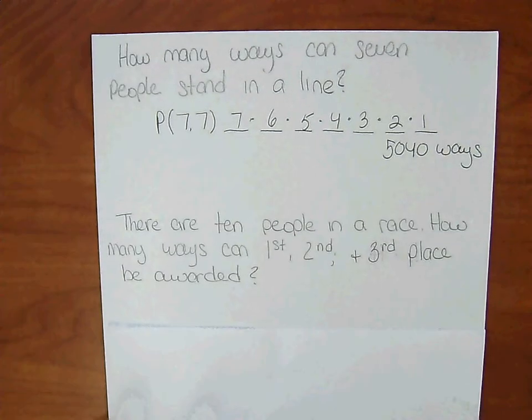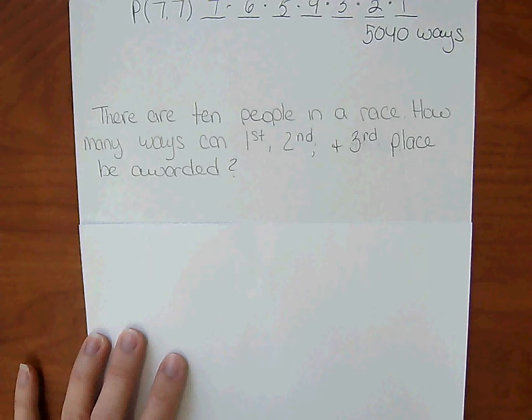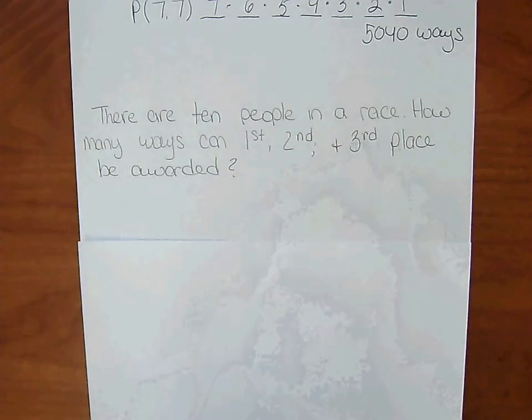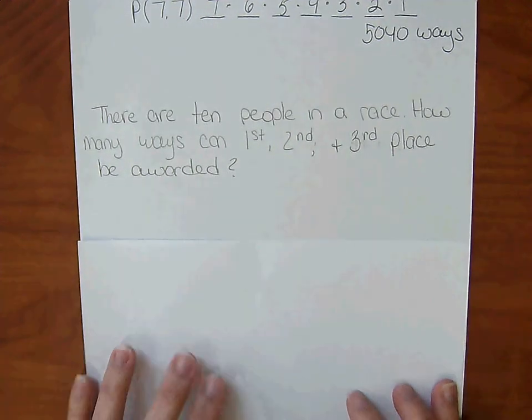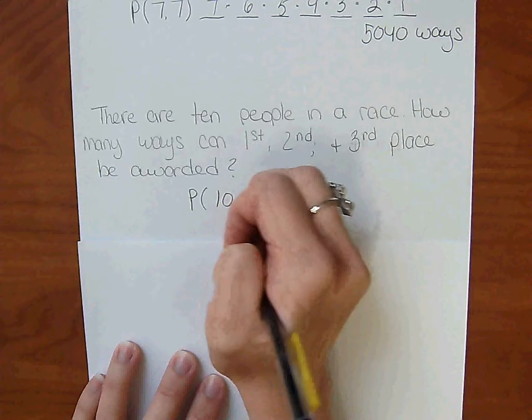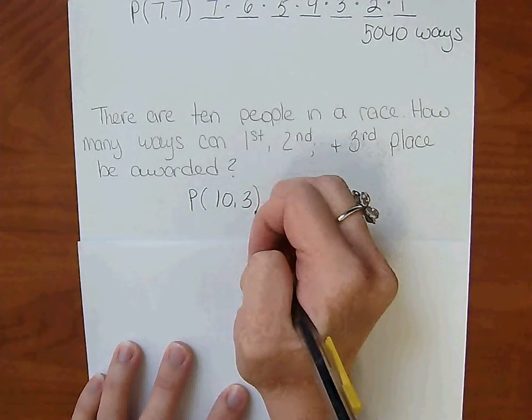There are 10 people in a race. How many ways can first, second, and third place be awarded? Again, this is a competition. It matters if you get first, second, or third place. So permutation, 10 total people, and 3 of them are going to get an award. So this is 10 choose 3.